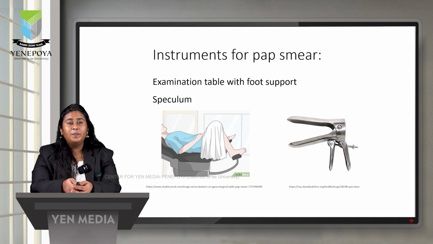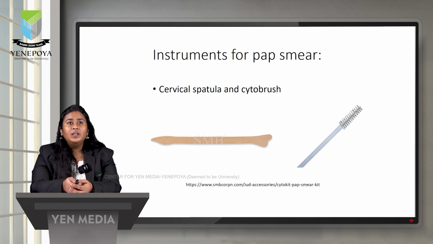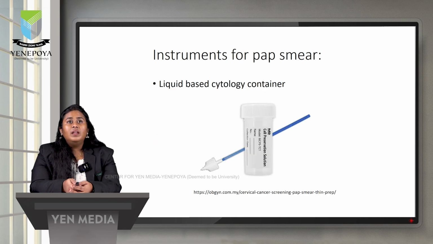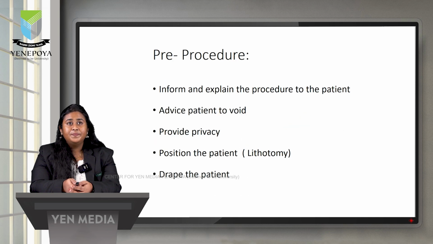Instruments used on pap smear: an examination table with foot support in order to position the patient in lithotomy position, and a speculum to visualize the cervix. Then for sample collection, cervical spatula and cytobrush is needed. Then liquid based cytology container.